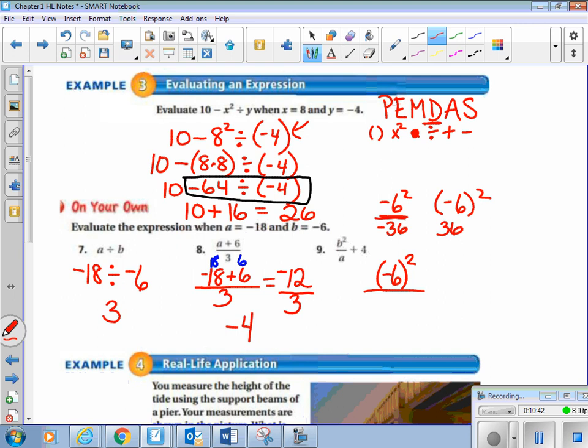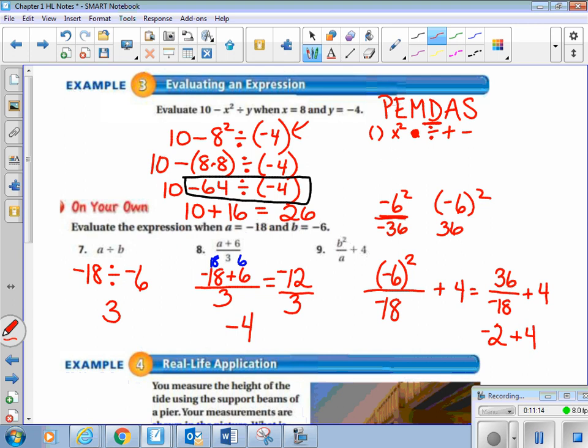Then I'm dividing it by a, which is a -18. And then once I have all that done, I'm going to add 4 on. So -6 squared, -6 times -6 is a +36, divided by a -18, plus 4. 36 divided by -18, I have to do my division before I can add my 4 on. A positive divided by a negative leaves me with a -2 plus 4.